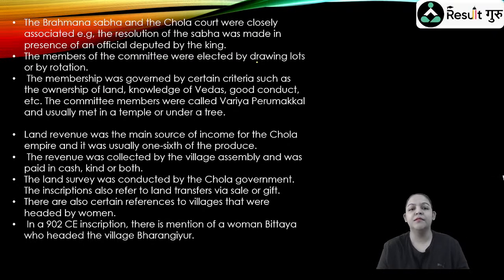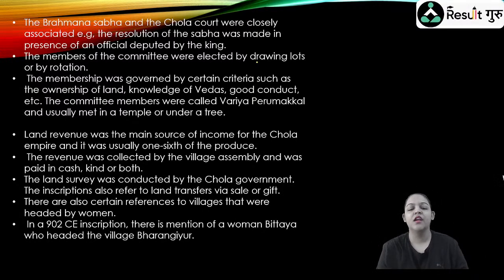Alright. The members of the committee were elected by drawing lots or by rotation. How were the members elected? On the basis of lot, so you can say lucky draw. For example, we have 12 members who want to be part of the Mahasabha. We will put chits in a bowl, take out 10 names from there, and whatever 10 names come in, these people will become members of the Sabha.